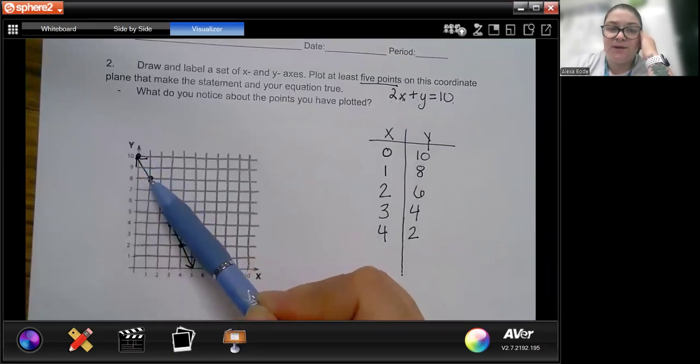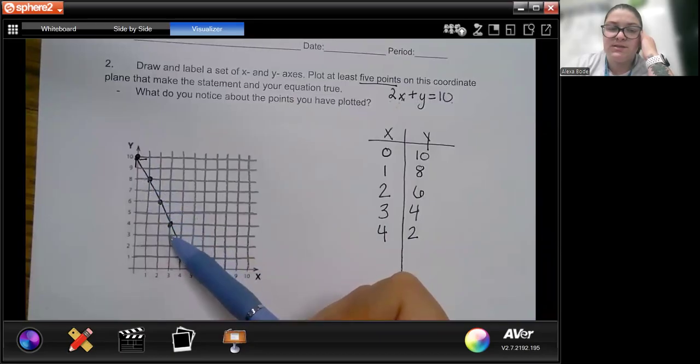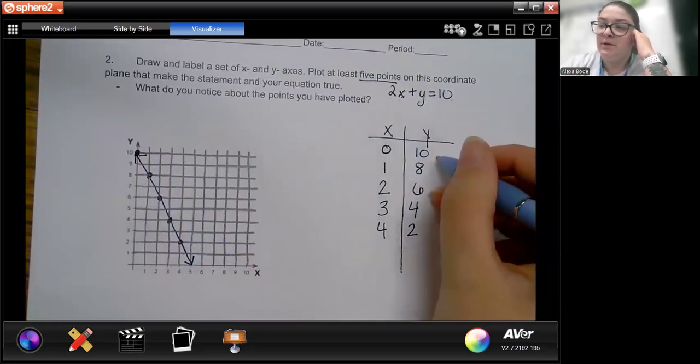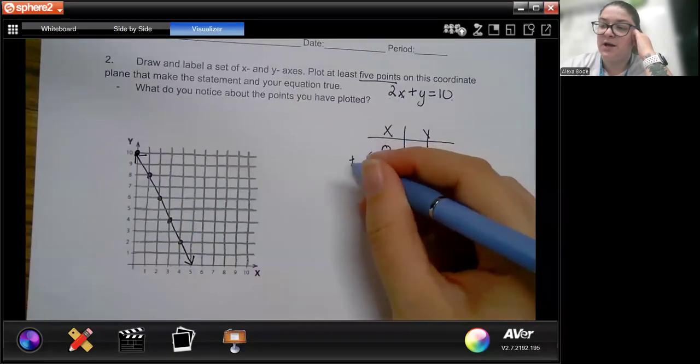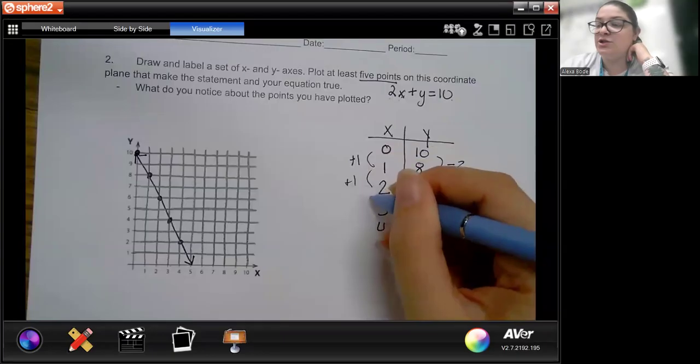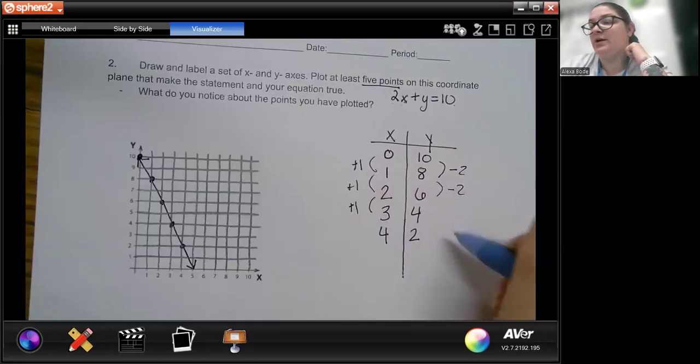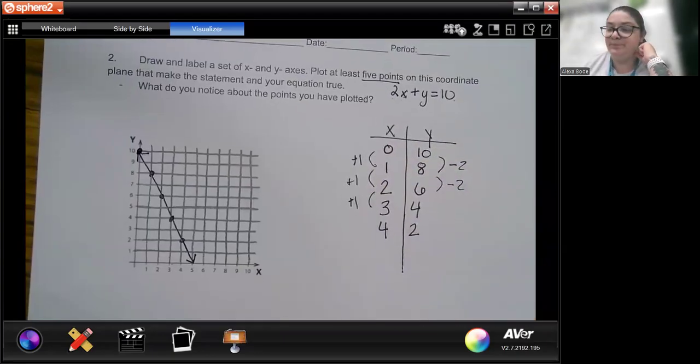Our slope, it's going down by 2s. It is -2 is our slope. And you can see that in the table. These are going down by 2 every time, as this is going up by 1. And our slope is whatever the y is doing when our x goes up by 1.